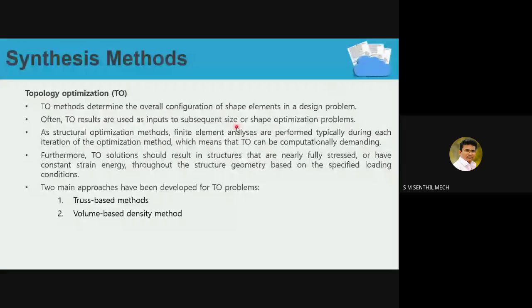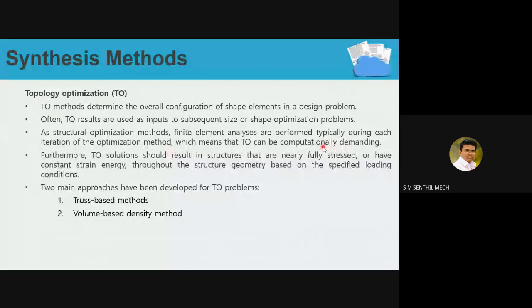Whenever designing the shape, we will be going for size and shape optimization. As a structural optimization method, finite element analysis is typically used during shape optimization, which is highly computationally demanding. I hope you have heard about the term finite element analysis. It is nothing but analyzing a material to see whether it can withstand a particular temperature or a particular mechanical load. The analysis is done through the principle of finite element analysis.